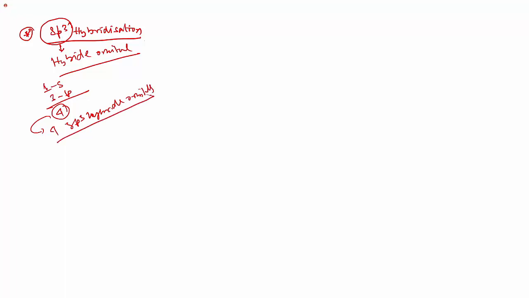So now the question is how this sp3 hybrid orbital forms. For example, I am taking CH4, methane. Carbon's electronic configuration is 1s2, 2s2, 2p2. So this is the ground state electronic configuration.